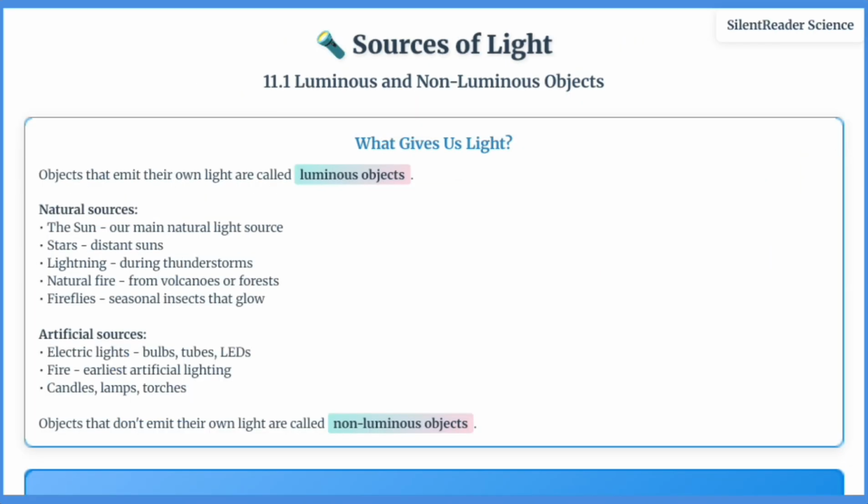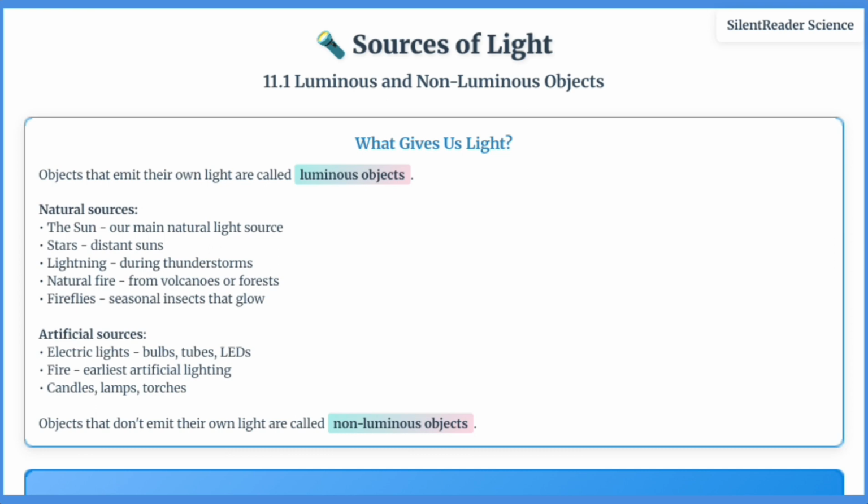Let's begin with sources of light. Objects that emit their own light are called luminous objects. Natural luminous objects include the sun, stars, lightning, and fireflies. Artificial luminous objects include electric lights, candles, and torches.